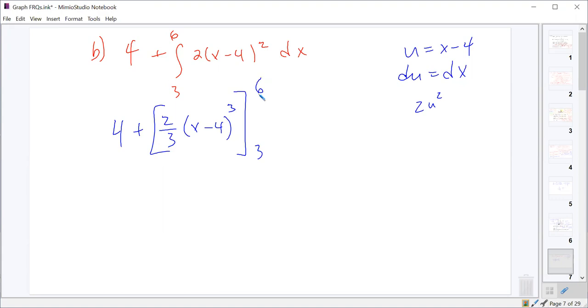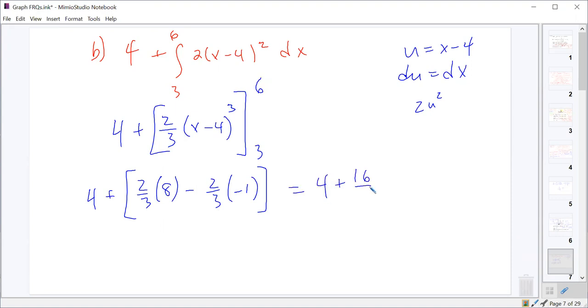Everybody good with that? So we end up with 4 plus, and we got 2/3 of 8, right? 6 minus 4 is 2, 2 cubed is 8, minus 2/3 of (-1) cubed, which is -1. So we got 4 plus 16/3 minus (-2/3), so plus another 2/3 gives us 18/3, which is 6, plus the 4 is 10, and that was worth 3 points.